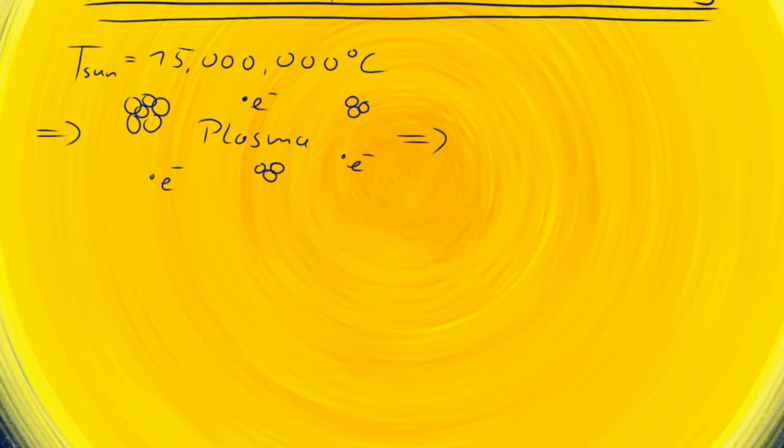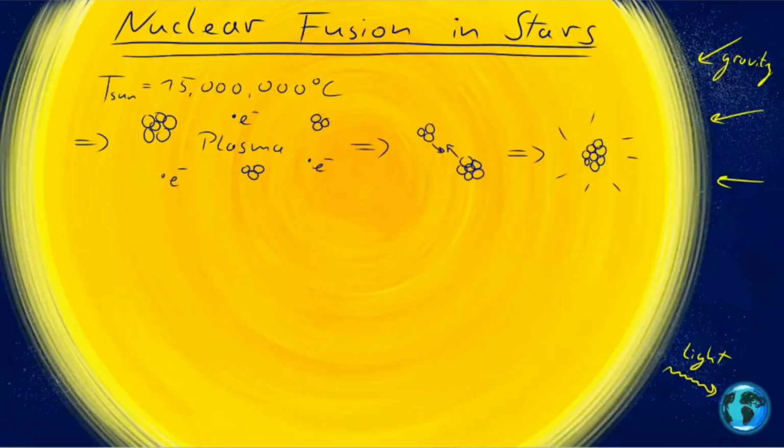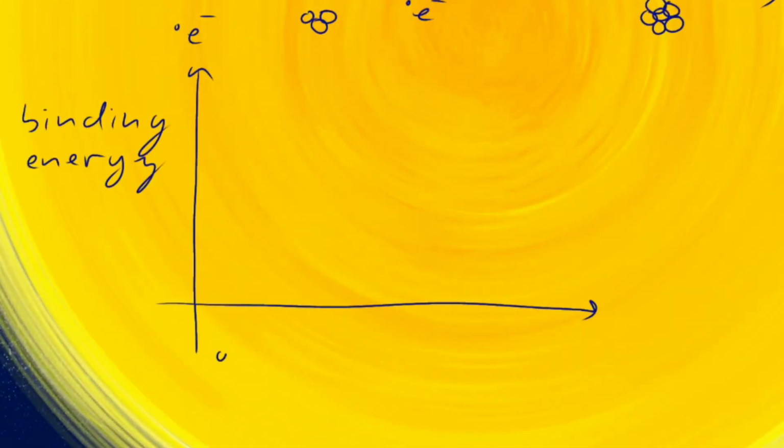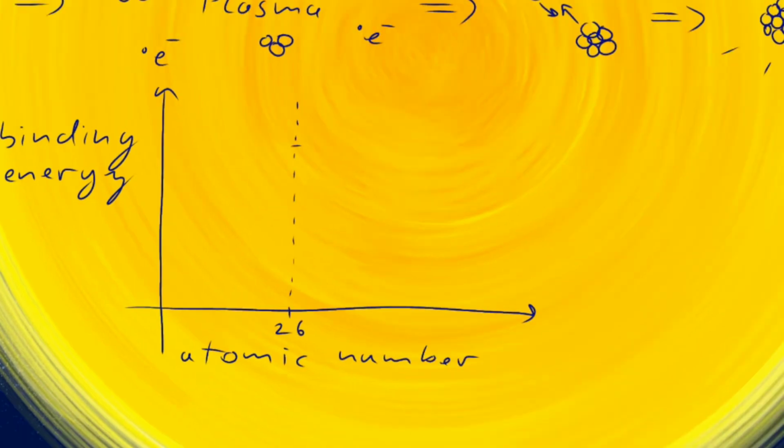The process of fusion relies on these nuclei getting close enough to each other such that the attractive strong nuclear force overrides the electrostatic repulsion between the positively charged nuclei. When this happens, the two nuclei fuse to become one heavier nucleus, a process that releases a lot of energy. This energy is equivalent to the difference between the binding energies of the original nuclei and the resultant nuclei. The binding energy is the energy required to break a nucleus into its constituent parts.